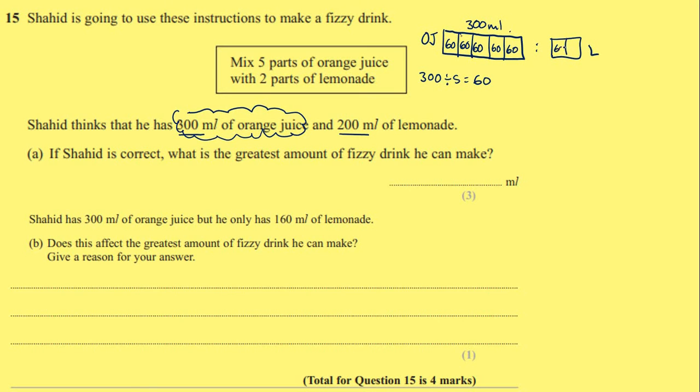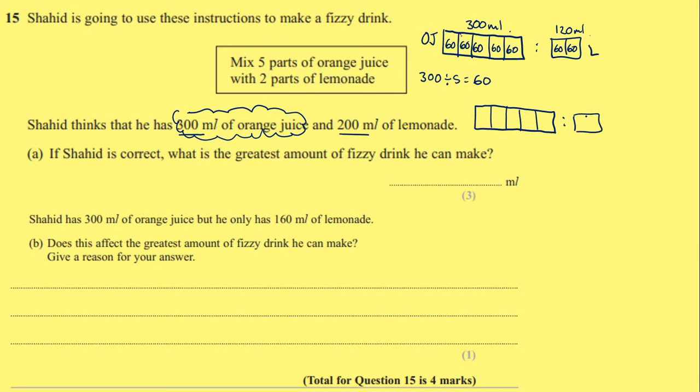Which means that these are also 60s, which means that we've got 120 millilitres of lemonade. Now that works, that's good news, okay? We've got enough lemonade and we've got enough orange juice. Just to be sure, some of you will have worked out that he can't use all of his lemonade, there's no way to do it already.